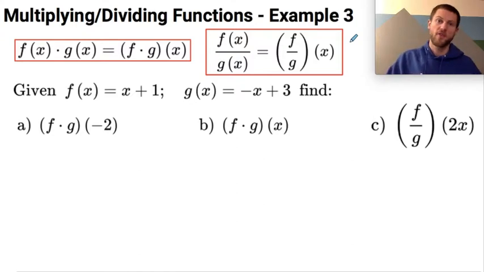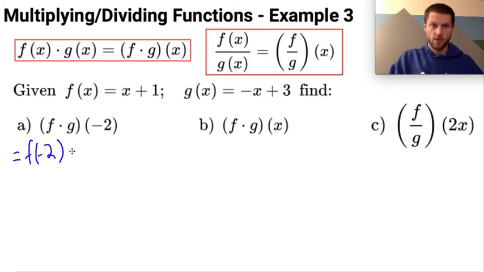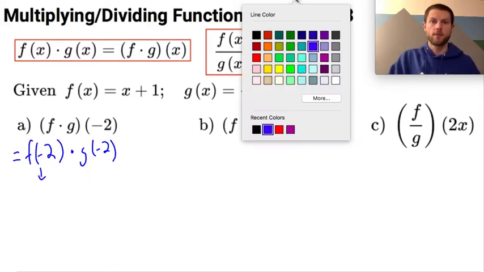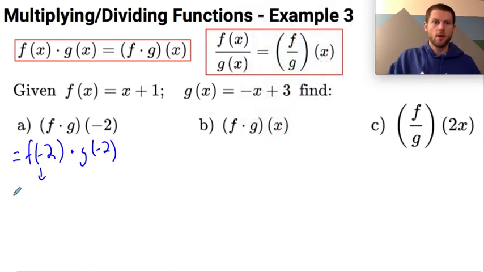So we can multiply functions together, we can divide complete functions together. So let's first start off by finding what f times g of negative 2 is. So this is going to be the same thing as f of negative 2 times g of negative 2. So actually, let's approach it this way. Let's find out what f of negative 2 is. F of negative 2 is going to be given by negative 2 plus 1, which is equal to negative 1.